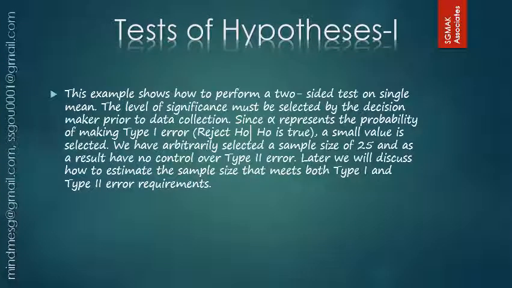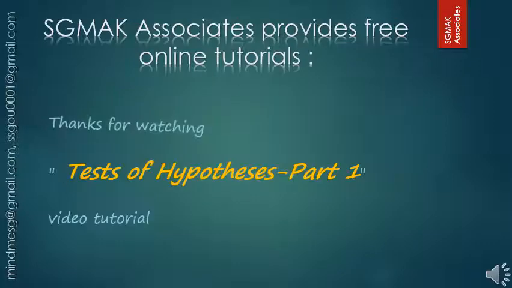This example shows how to perform a two-sided test on single mean. The level of significance must be selected by the decision maker prior to data collection. Since alpha represents the probability of making type 1 error, reject null hypothesis when null is true, a small value is selected. We have arbitrarily selected a sample size of 25 in this example, and because of that, we have no control over type 2 error. Later, we'll discuss how to estimate the sample size that meets both type 1 and type 2 error requirements.